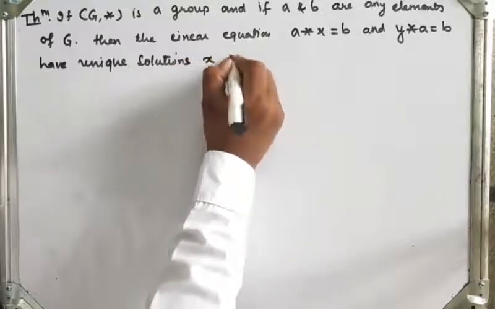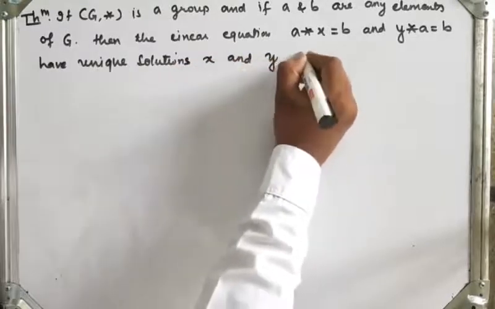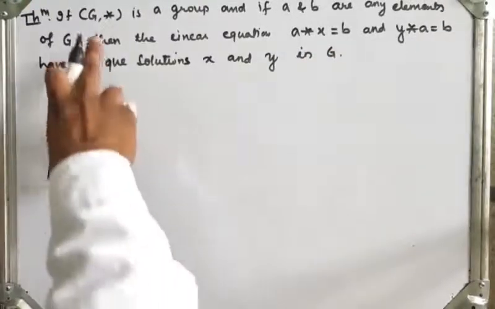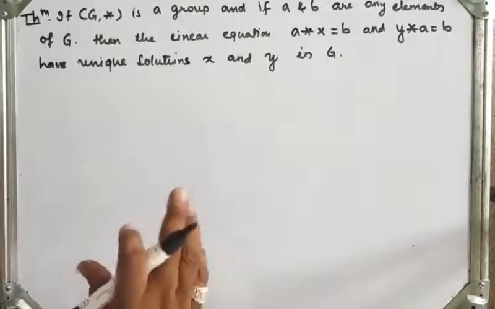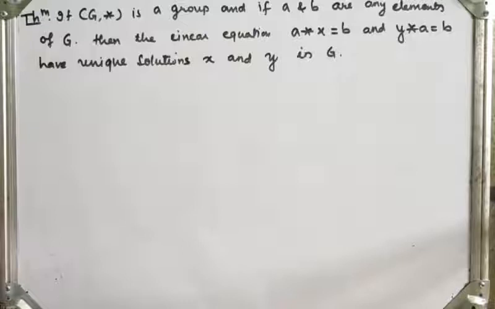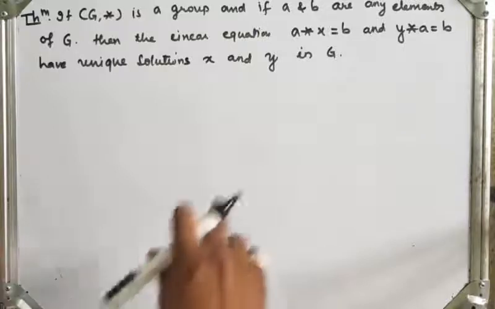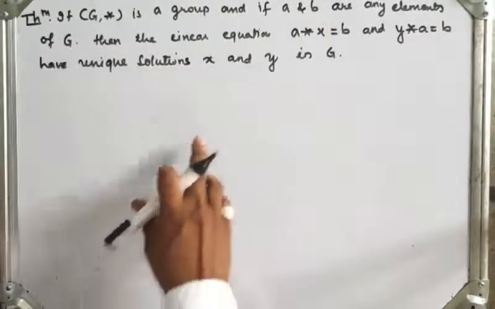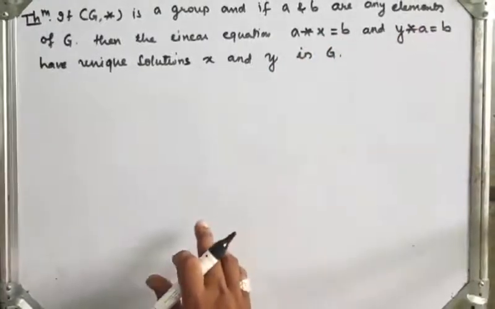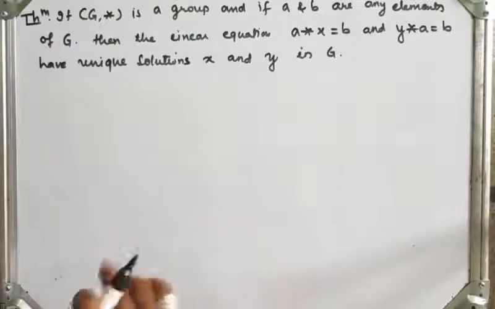Solutions X and Y in G. So here what is given? G under star is a group, which means it satisfies four conditions: closure, associativity, existence of identity, and existence of inverse in G. So here we are given two elements from set G, and the linear equations are A star X is equal to B and Y star A is equal to B. We have to prove that X and Y are the unique solutions of those two equations.